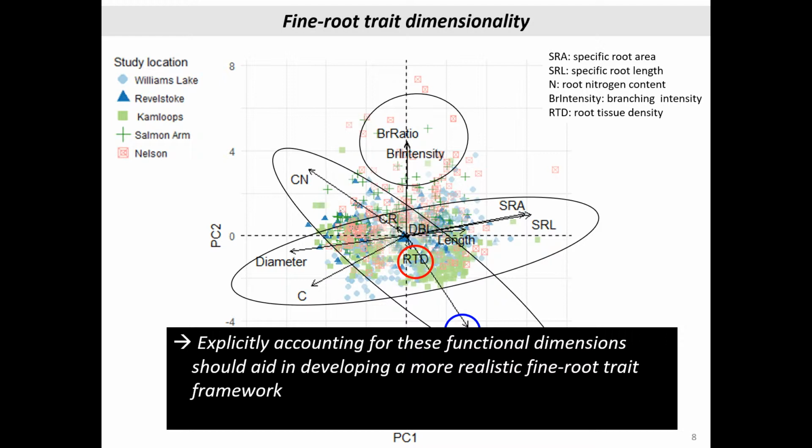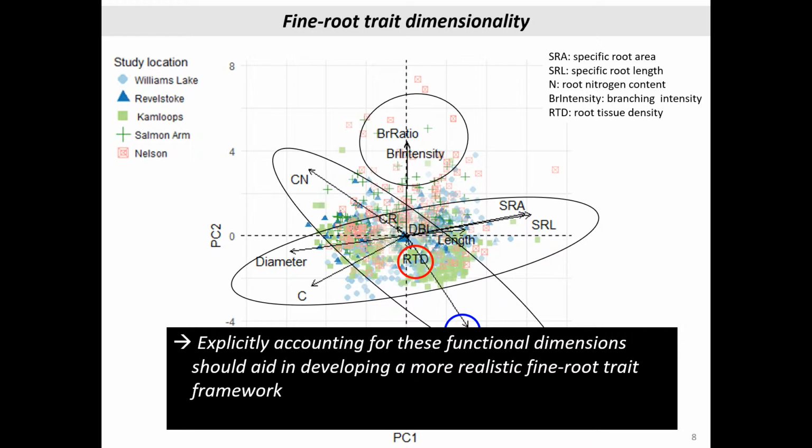So it was also independent from the second axis of variation, which was related to root architectural traits, so branching ratio and branching intensity. And those two axes were also quite independent from root tissue density and root nitrogen content, which represented a third axis of variation. So with these results, we show clear multidimensionality within species for fine root traits, and explicitly accounting for this functional dimension should aid in developing a more realistic fine root traits framework.